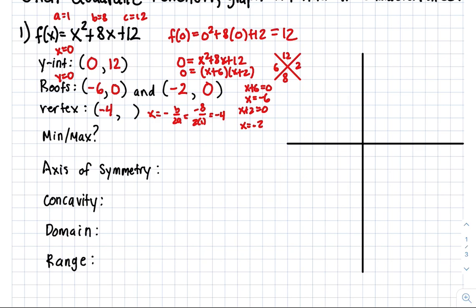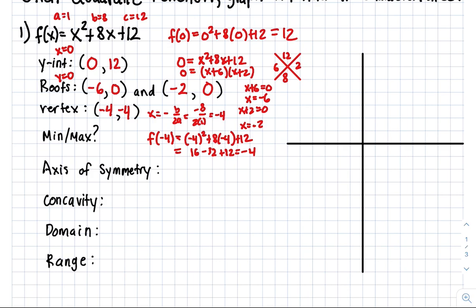Now to find the y, we just substitute negative 4 into the original equation. So f of negative 4 is equal to negative 4 squared plus 8 times negative 4 plus 12. And this is going to equal 16 minus 32 plus 12, which simplifies to negative 4. So my vertex is going to be negative 4, negative 4.